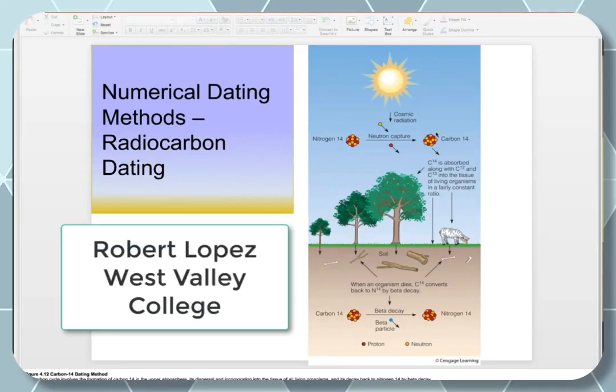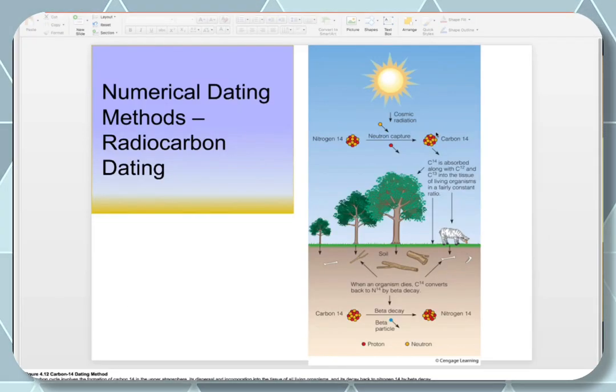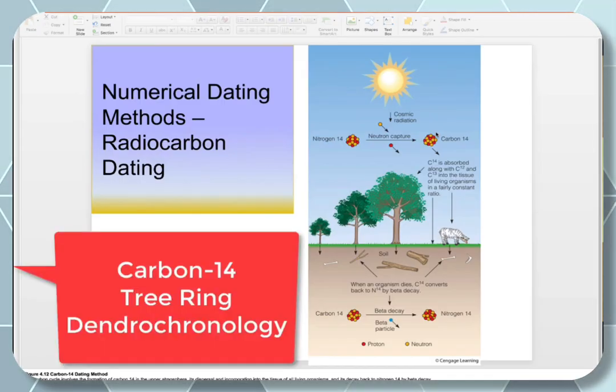Hi, and welcome back to Historical Geology, and today I want to finish up PowerPoint for Chapter 4. And these last couple of parts deal with carbon-14 dating and tree ring, or dendrochronology type of dating.